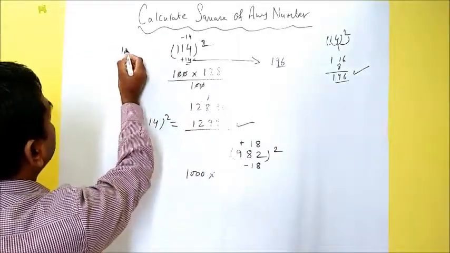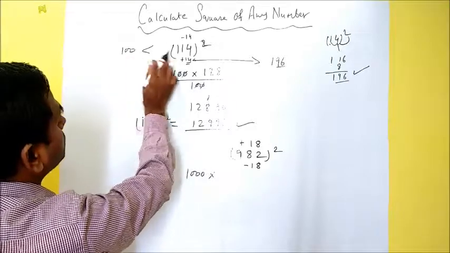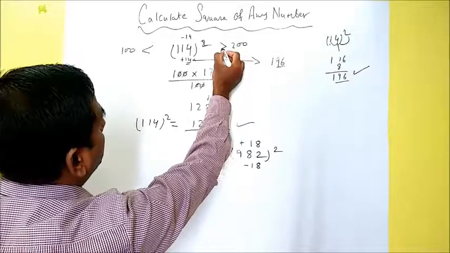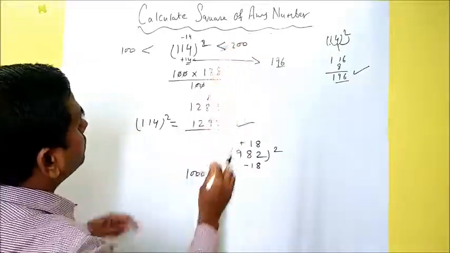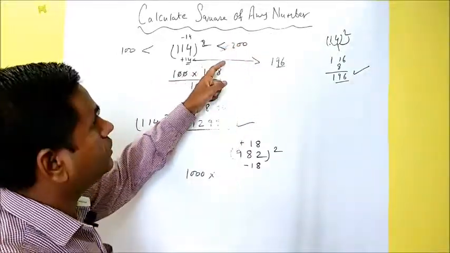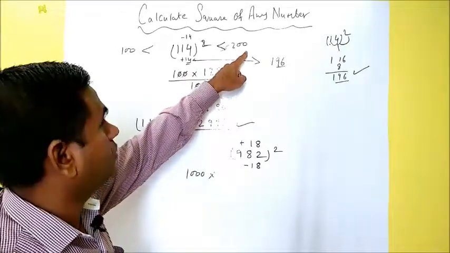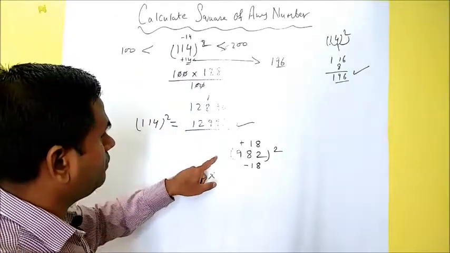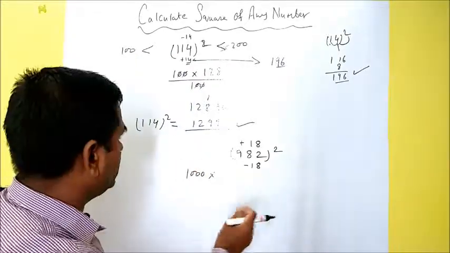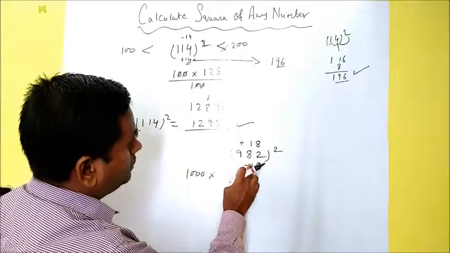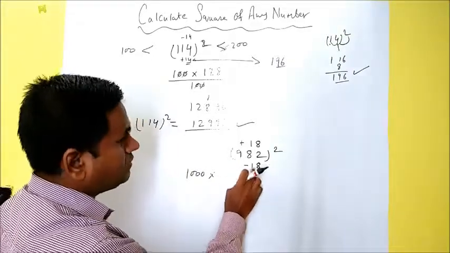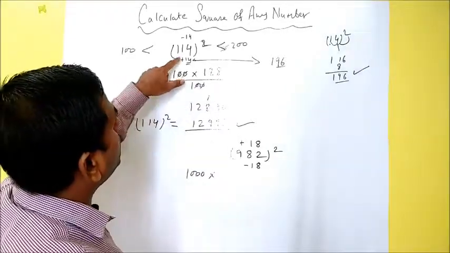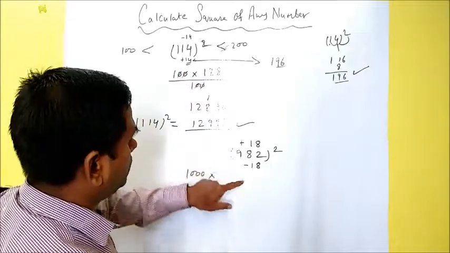See here, 100 is less than 114, and the nearest is, let's say, 200, which is greater than 114. So if you are going towards the next nearest digit, you will be adding, but if you are going towards the left hand side, you will be subtracting. Here we are going to the next nearest right hand side, so we have added. So for obtaining the next digit we will be doing subtraction.